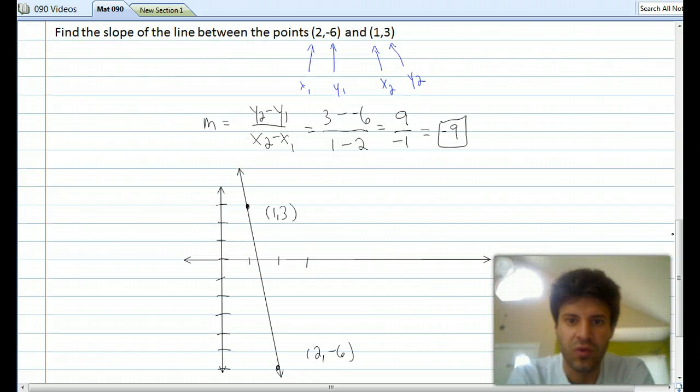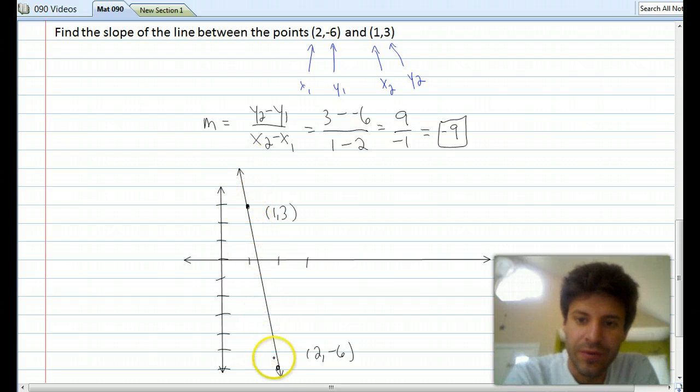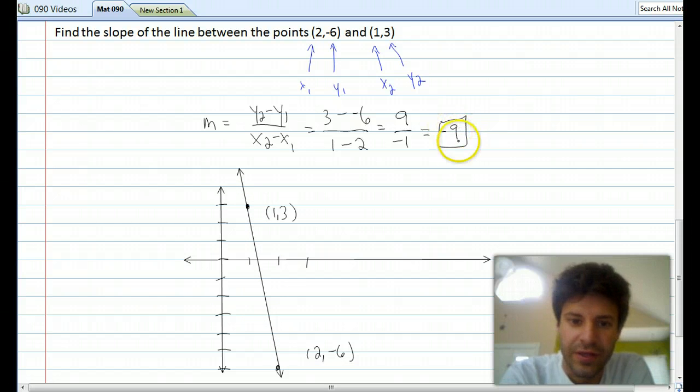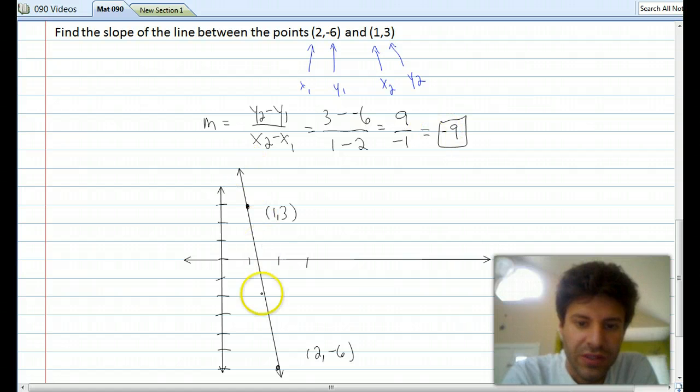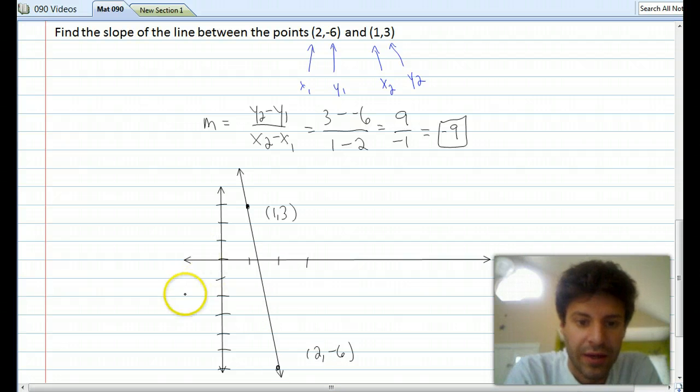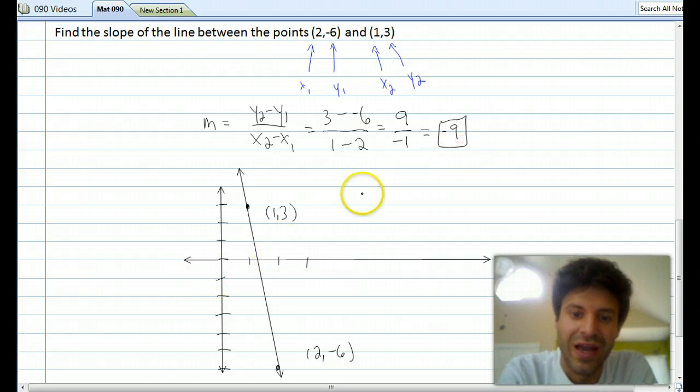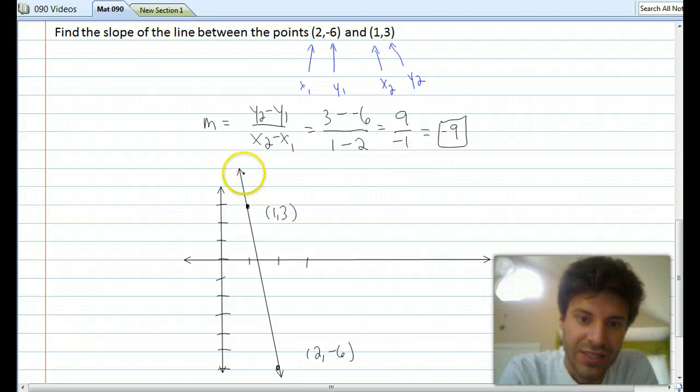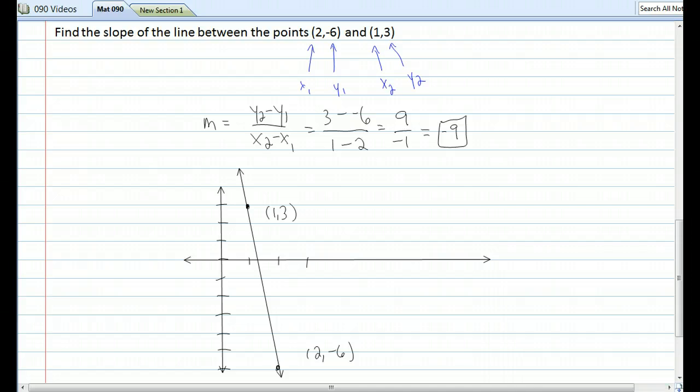So in this graph, I've plotted the points (2, -6) and (1, 3), and I connected them with the line. Now, that line is very steep. That's why the slope is a fairly large number. Also, you notice that we have a negative slope, and what that means as far as the line goes is that from left to right, the line is actually going downwards. So in our first example, we had a positive slope, and the line was trending upwards from left to right. In this example, we had a negative slope. The line is going downwards from left to right.